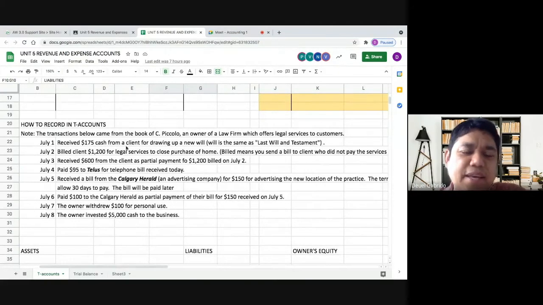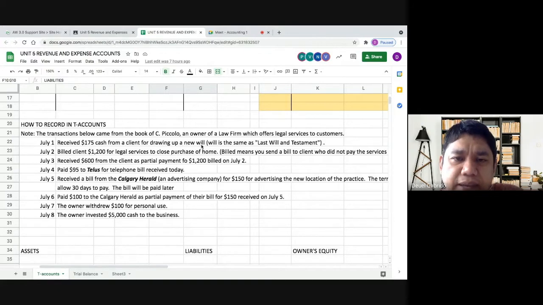All right, let's begin. The transactions below came from the book of C. Piccolo. C. Piccolo is a person, okay? An owner of a law firm which offers legal services to customers. Law firm meaning they could be lawyers, and customers come because they want legal services. Let's see, July 1st. Receive $175 cash from a client for drawing up a new will.